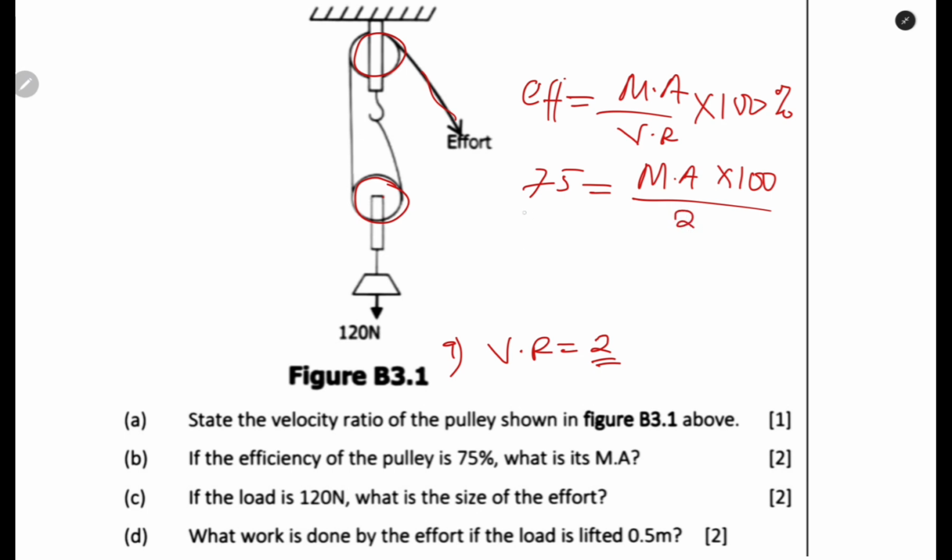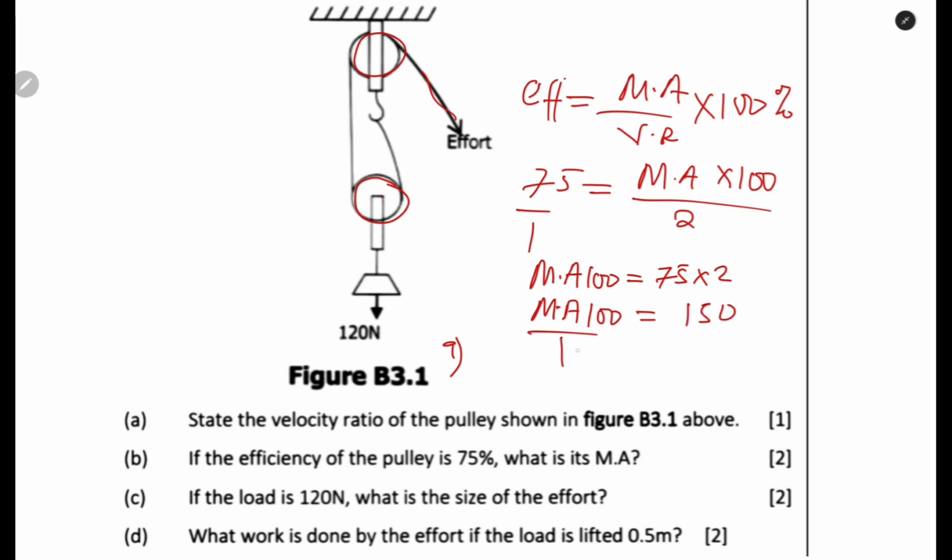Now we are going to cross multiply, and we are going to have mechanical advantage times 100 equal to 75 multiplied by 2, which is just 150. So mechanical advantage times 100 is equal to 150. Then divide by 100 on both sides. You are going to find that mechanical advantage is equal to 1.5, without units. So that is how we work this one out. So this is our B.